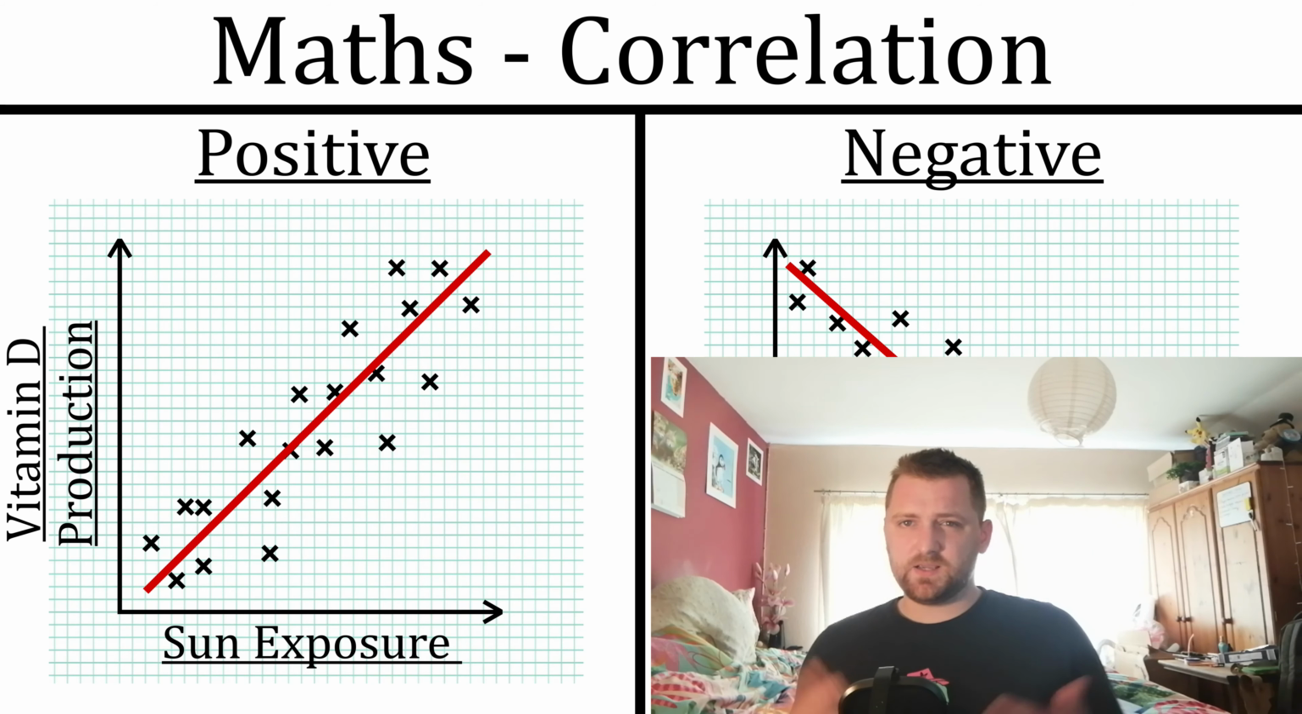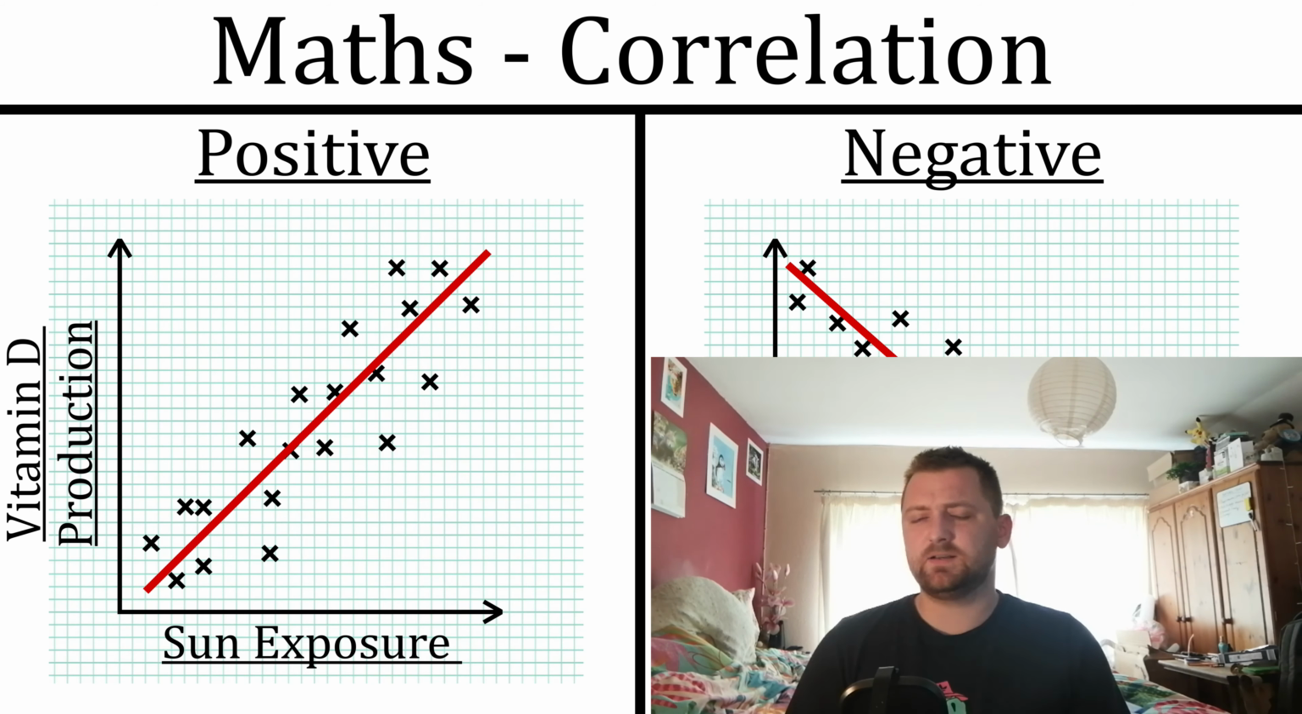Hey everyone, so today I'm going to be explaining correlation, okay? And correlation is really simple, it's really straightforward. So stay with the video, check it out, and by the end you should have a pretty good understanding of correlation. So there's two main types of correlation. We have positive and negative correlation, okay?